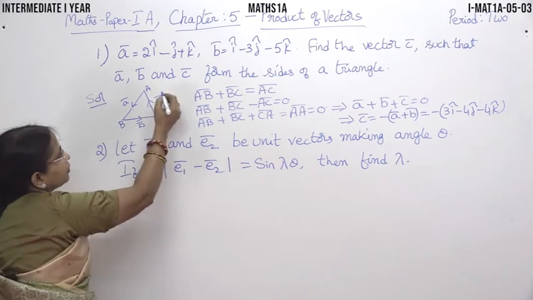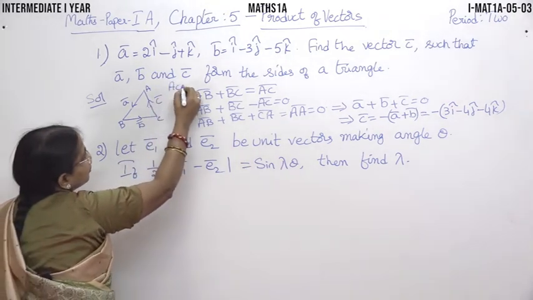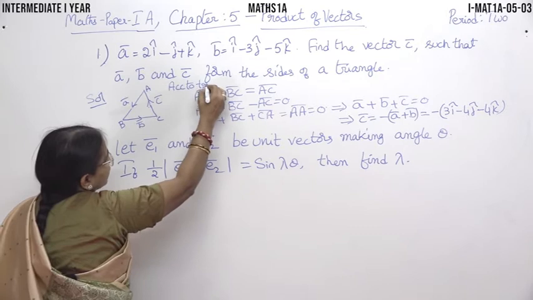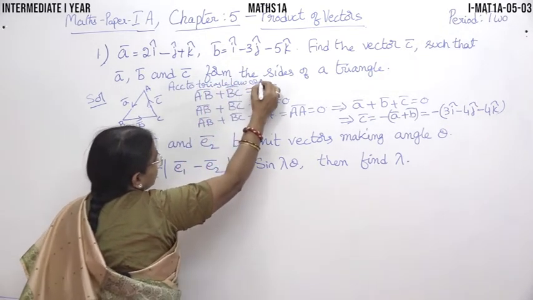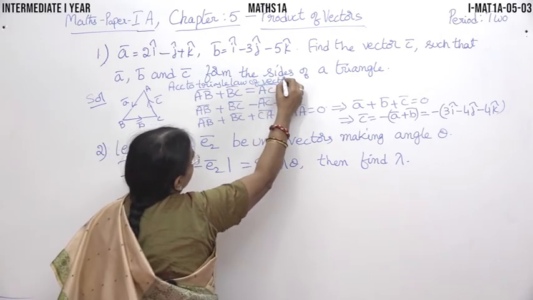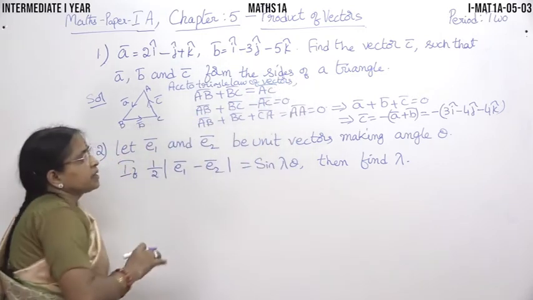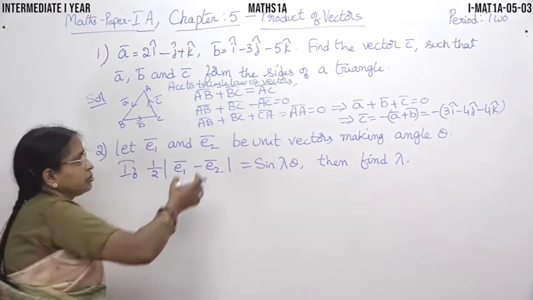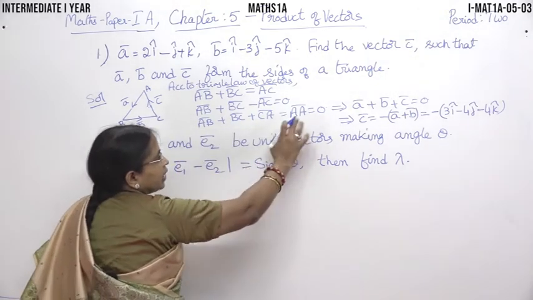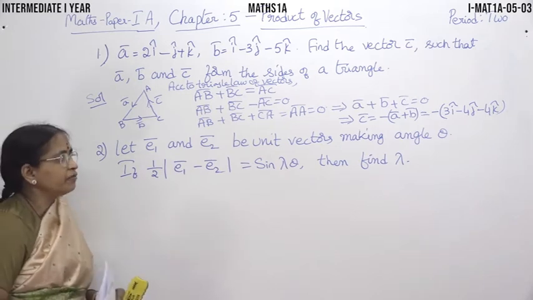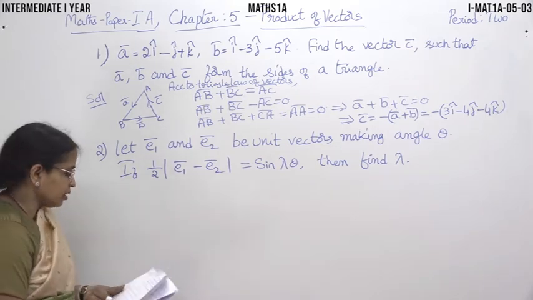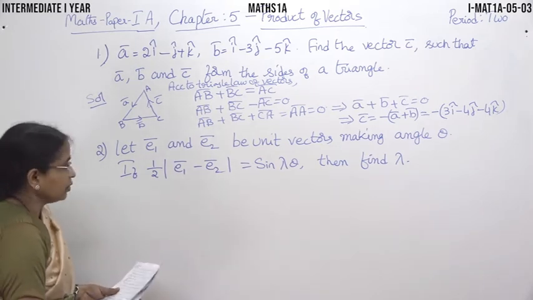According to the triangle law of vectors, AB plus BC plus CA is equal to 0. So A plus B plus C is equal to 0. So C is minus of A plus B. So I'll write the value like this.